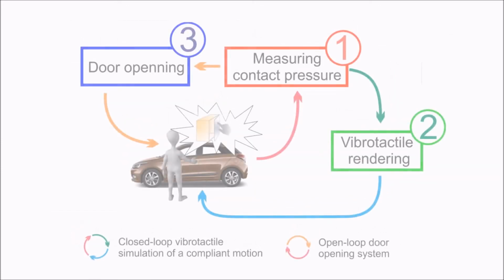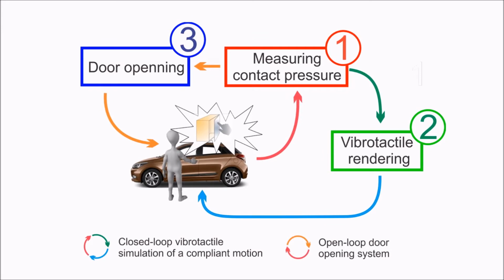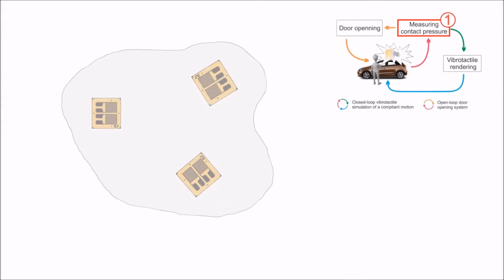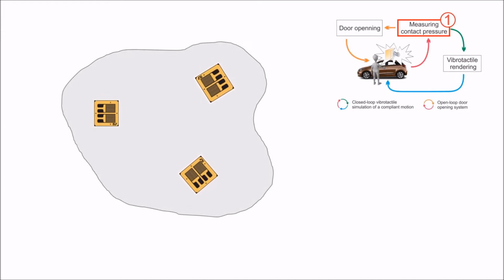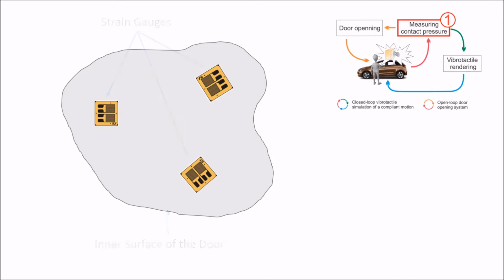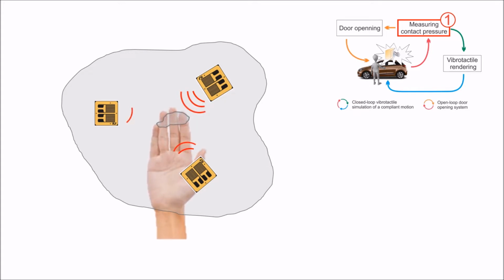The proposed system consists of three hardware components. The first component measures contact pressure using multiple strain gauges attached to the inner side of a door surface. While a user touches the door, micro deformations of the door surface change the resistance of the strain gauges, which can be detected using a Wheatstone bridge.